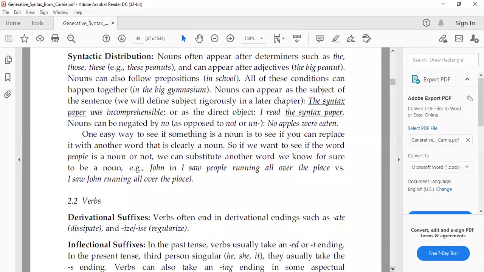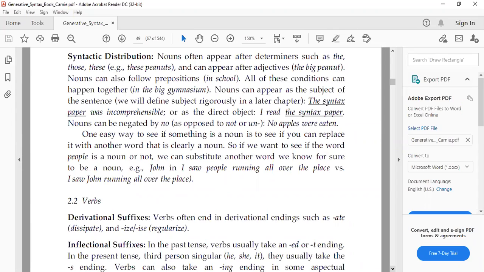So the noun can't be used in a verb position. The noun is used after determiners like that, those, these, after adjectives, after prepositions. Nouns can appear as the subject of the sentence. Like you see in the example, the syntax paper was incomprehensible. So the syntax paper is the subject. So this phrase must be a noun phrase because it is the subject. Or it can be the object, I read the syntax paper, or sometimes it can be the indirect object, or it can be the object of a preposition.